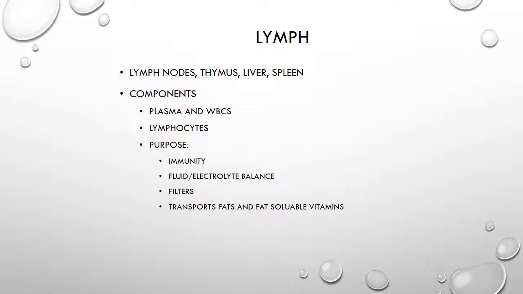When we look at the lymphatic system, we have to remember the lymph nodes, the thymus, the liver, the spleen, and all of the parts those play. Looking at the components of the lymphatic system, we have the plasma, the macrophages, the white blood cells, and the lymphocytes themselves. The lymphatic system basically has to do with immunity. That's the big system for protecting the body and defending it from disease organisms. It also has to do with fluid and electrolyte balance, filtering of the blood, and transporting fat and the fat-soluble vitamins throughout the body.